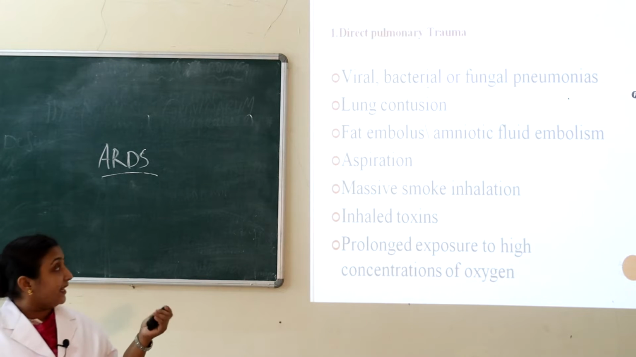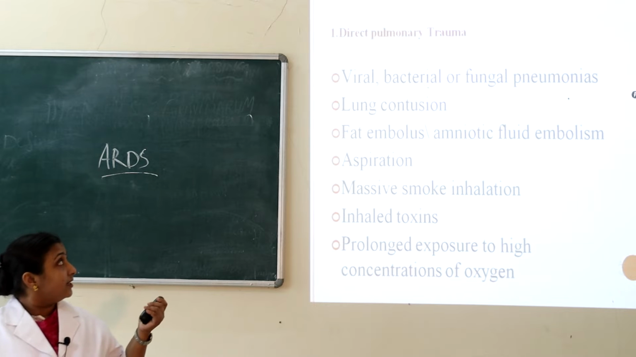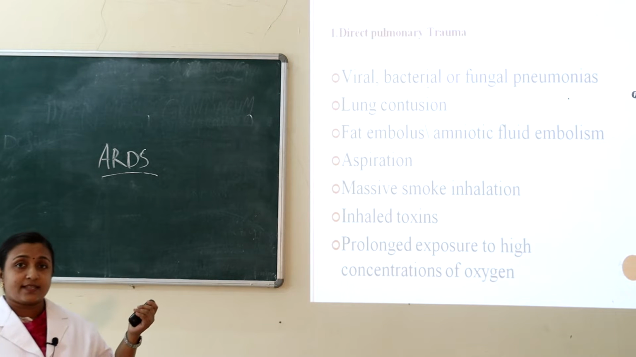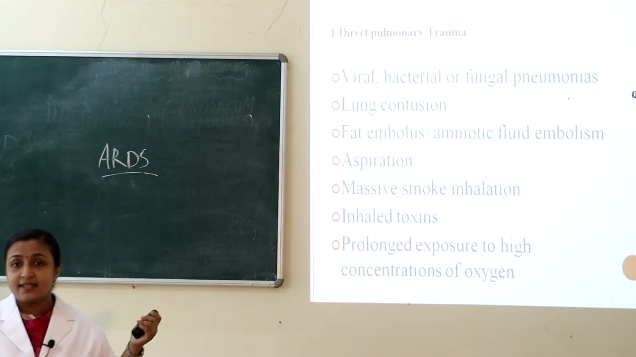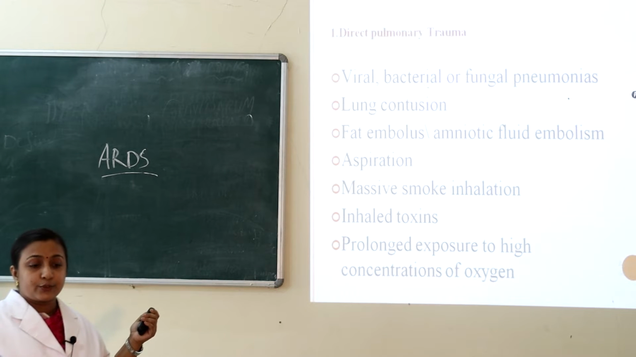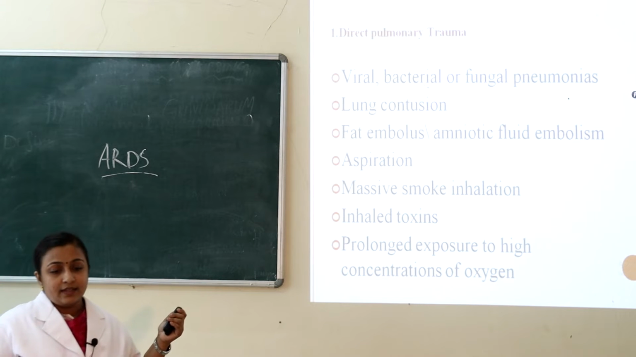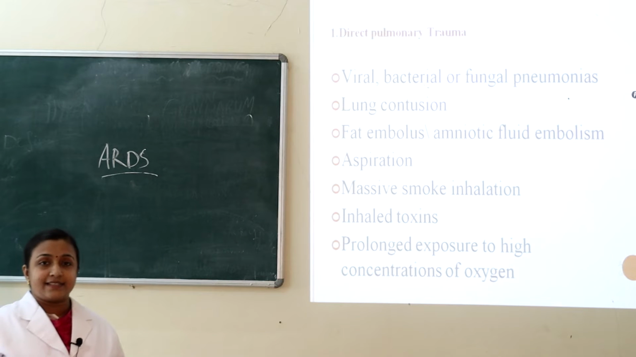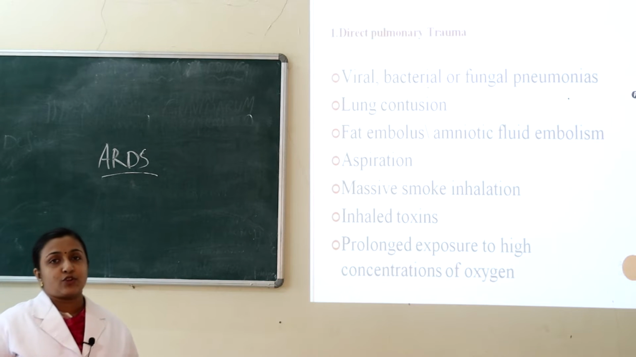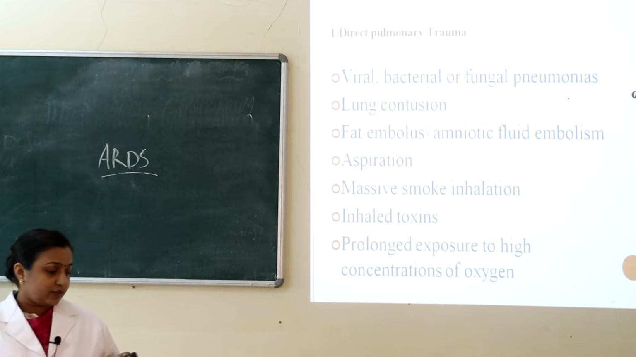What are the direct pulmonary traumas? The causes include viral, bacterial or fungal pneumonias, then lung contusion, fat emboli, aspiration, massive smoke inhalation, then inhaled toxins, then prolonged exposure to a high concentration of oxygen.